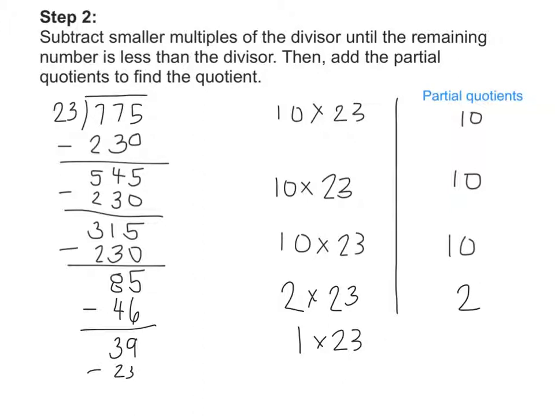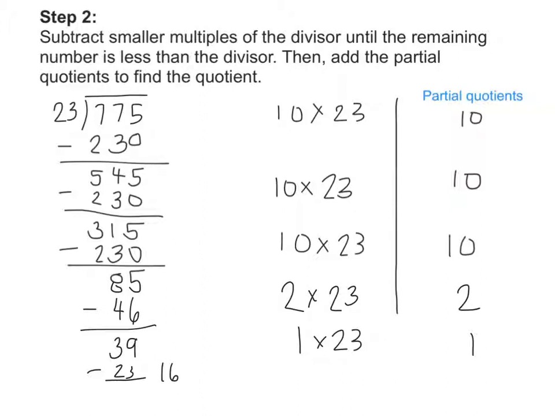What's 39 minus 23? Siddharth? 16. Okay. Can we take away another group of 23 here? No. So our remaining number is less than the divisor now, right? Yes. So that means we can stop. Do I need to record anything on my partial quotients list? Did I take away any more groups of 23? Yeah, 1. So I need to do this.